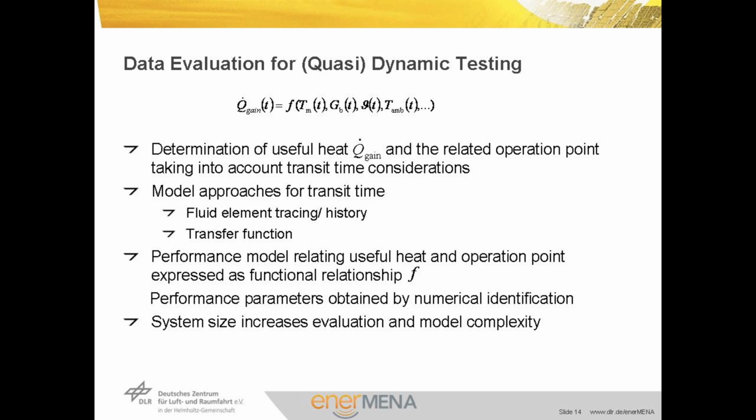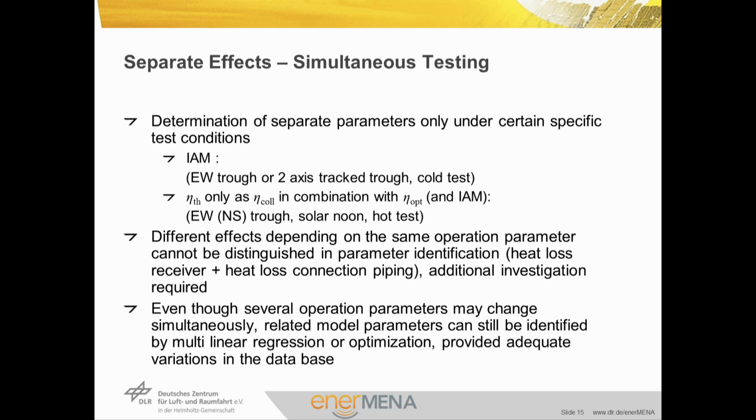What is essentially required is the performance model relating the useful heat and operation point, preferably expressed as a functional relationship. The parameters of this performance model are obtained by numerical identification, either by means of multilinear regression or optimization, depending on the nature of the performance model. As the system size increases, the evaluation and performance model usually becomes more complex. Distinguishing different contributing effects from one set of test data is an important issue when choosing test conditions. To this end, tests are ideally designed to separate effects as illustrated in the following example.